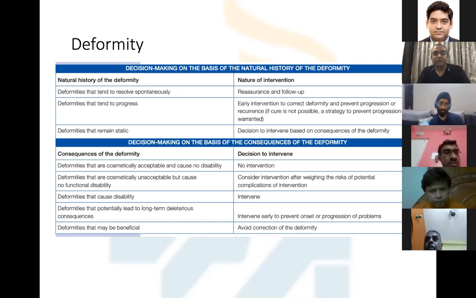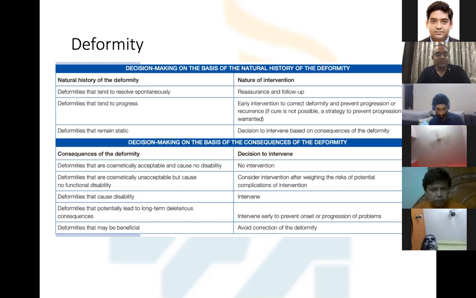Now, if the deformities are remaining static, then the decision to intervene is based on the consequences. What's the natural history, and then what happens if this deformity stays for long? Now, coming to the consequences of this deformity. If the deformity is only cosmetic and there is no other disability, you might not go for any intervention. And sometimes these are cosmetically unacceptable but cause no functional disability. Then you have to weigh the pros and cons of intervention.